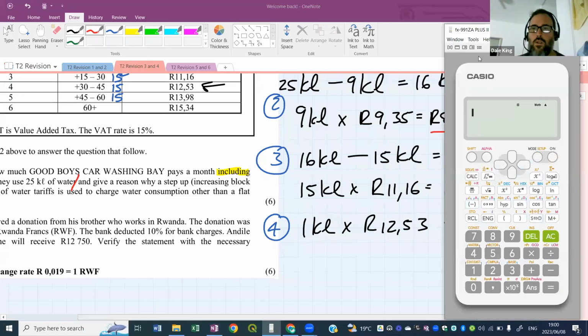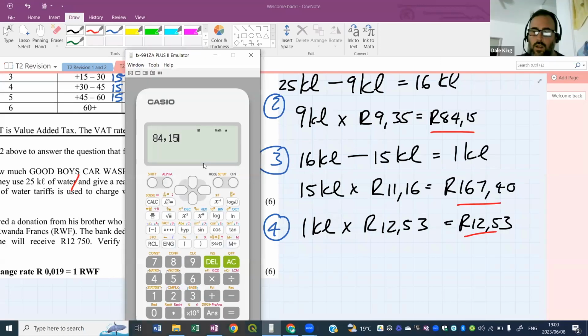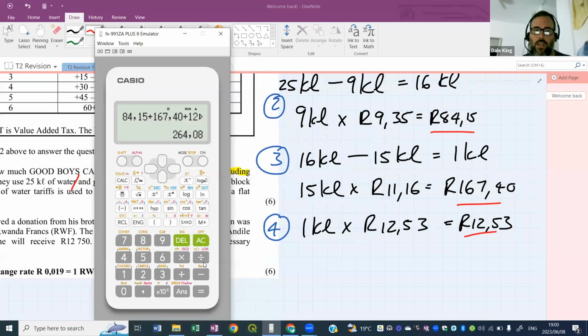Okay, so watch what I do. Oopsie. I just need to grab my calculator, move it to the side. Okay, so 84 Rand 15 for block 2 plus 167 Rand 40 for block 3 plus 12 Rand 53 for block 4. So without VAT, you should be getting 264 Rand 08, which is why we saw a lot of people getting 26408. Okay, but we need to do a VAT calculation.